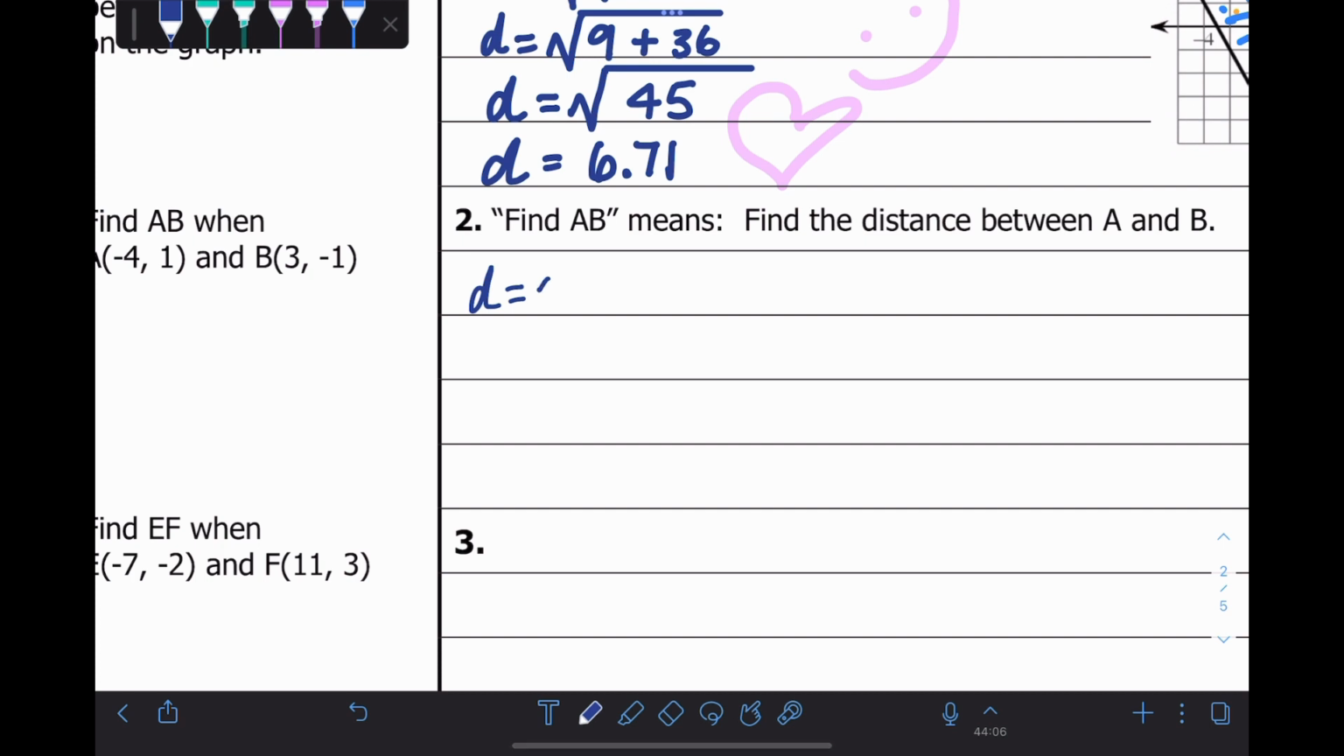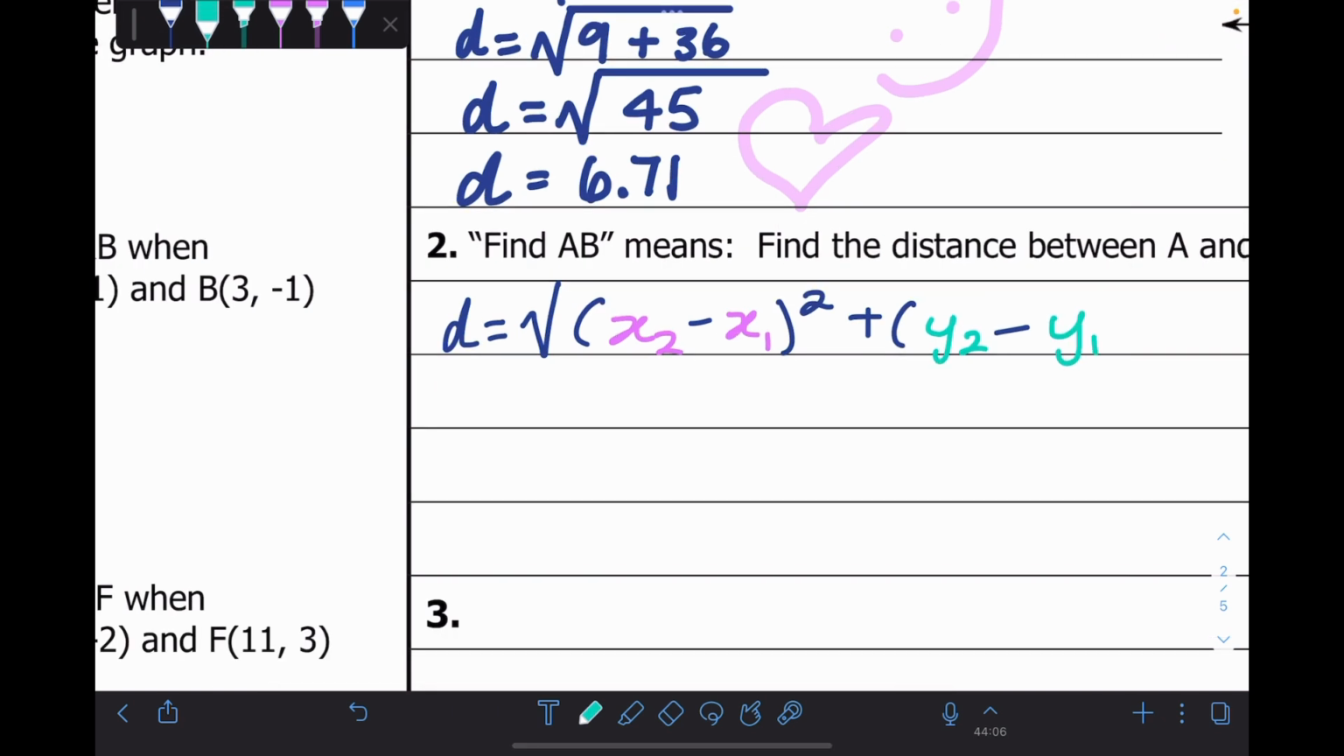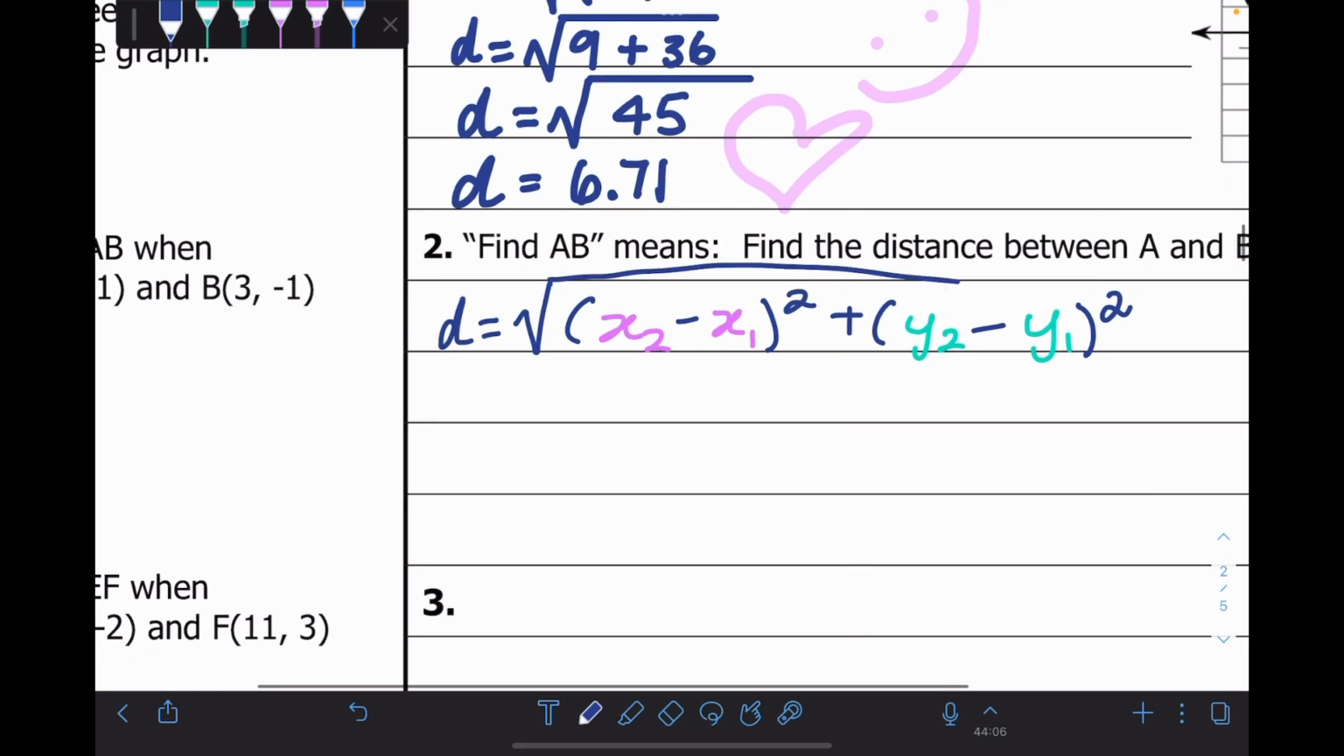D is equal to the square root of (x2 minus x1) squared plus (y2 minus y1) squared, and that's all over the square root. There we go.